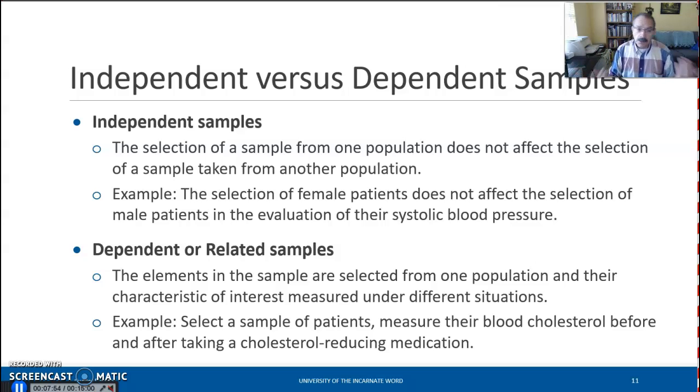In the case of dependent or related samples, the elements in the sample are selected from one population, and their characteristic of interest is measured under different situations. In this example, we selected patients, and we measured the blood cholesterol before and after taking the cholesterol reducing medication. Notice these are the same patients from the same population. We just evaluate them at two different stages, one before they take the medication and one after. Because they're the same individuals under two different conditions, we call them related samples.